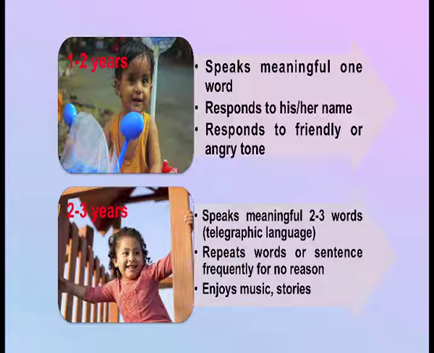Now look at 1 to 2 years of age. A beautifully shown picture you see here on the left-hand side. Speaks a meaningful one word, responds to his name, responds to friendly or angry tone. If you have an angry tone, the child will respond accordingly. He or she might cry. So this is a kind of language development and transition to 1 to 2 years of age.